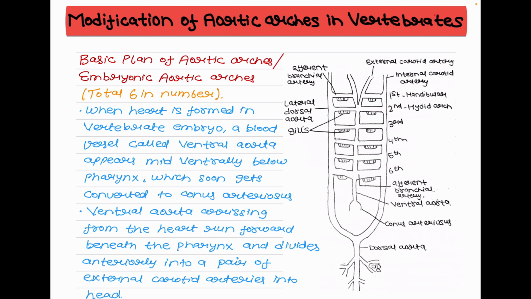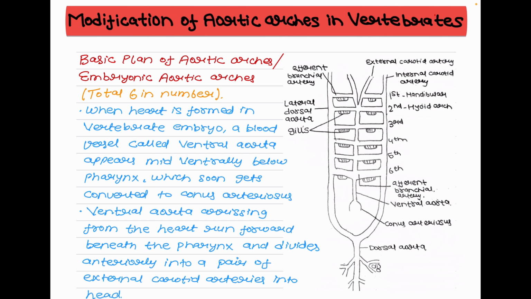Before we dive into the basic pattern of aortic arches, let's quickly understand the main anatomical structures involved. The main organ, heart. It is the muscular organ that pumps blood into the arterial system. In early vertebrate embryos, it connects to the ventral aorta. And the ventral aorta is a mid-ventral artery that carries deoxygenated blood forward from the heart beneath the pharynx, and it gives rise to aortic arches.